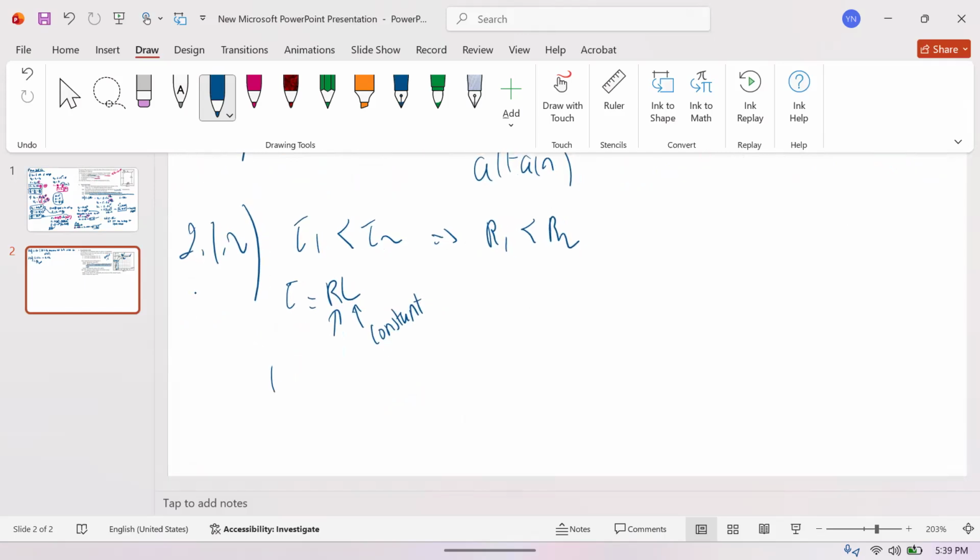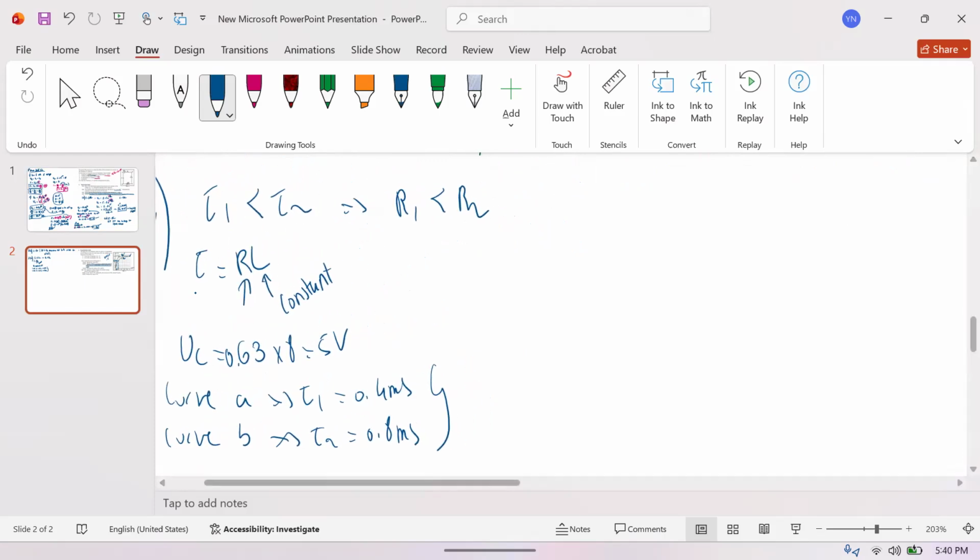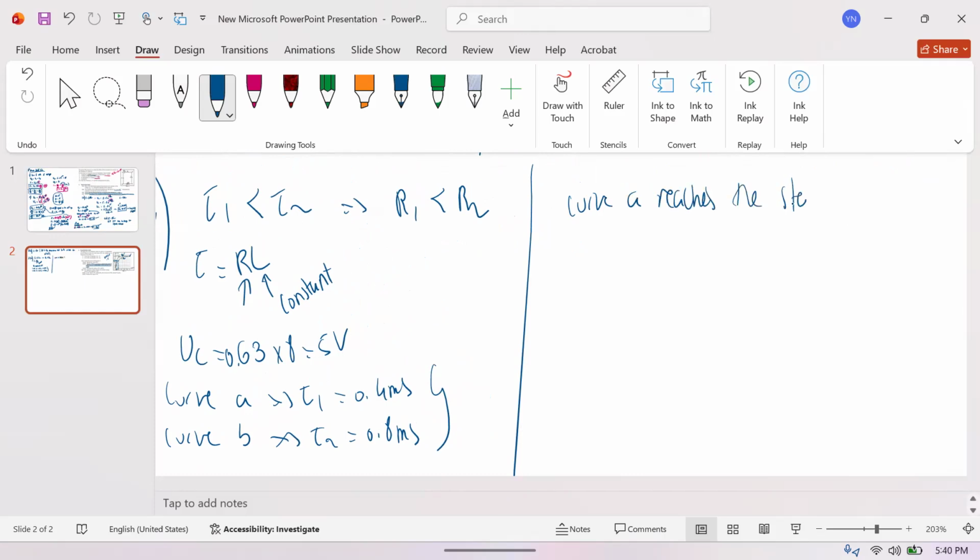You have to say that UC is equal to 63% or 0.63 times 8, which is approximately 5. Okay, for curve A, tau 1 is 0.4 milliseconds. However, curve B for the same exact voltage is 0.8 milliseconds, so it's taking more time. Okay? Or what can you say? As I said, method 2, we can simply say that curve A reaches the steady phase before curve B.